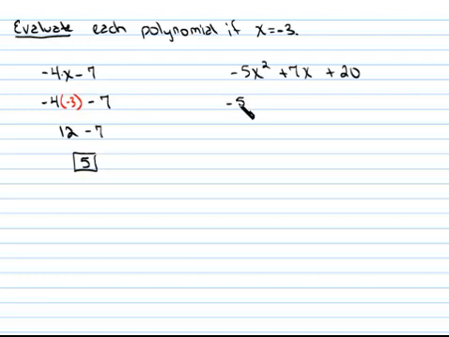So I'm going to do -5. And then where my x is, it'll be -3, but it's got to be squared. Remember that. I'll go ahead and try to color coordinate. I'll put a 2 there. All right. Plus 7 times x. Well, my x value is -3 plus 20. So everywhere there's an x, you're going to evaluate it as if it was a -3. So it's -5 times -3 squared plus 7 times -3 plus 20.